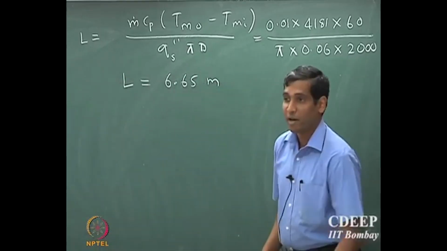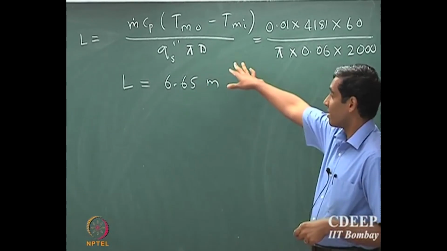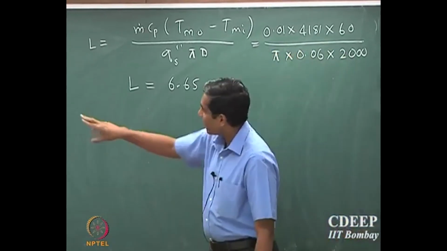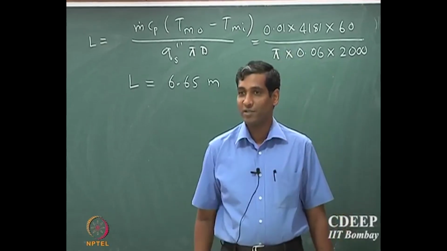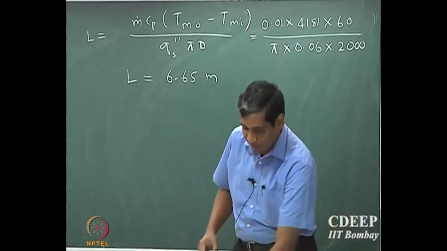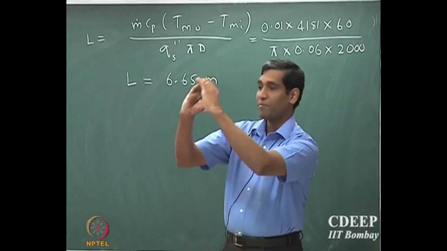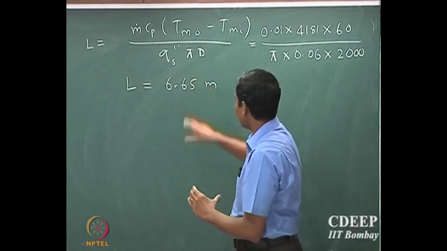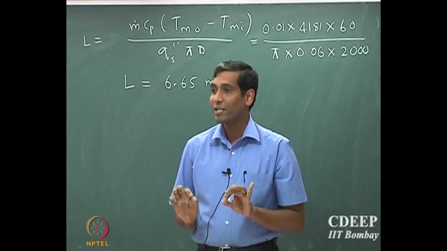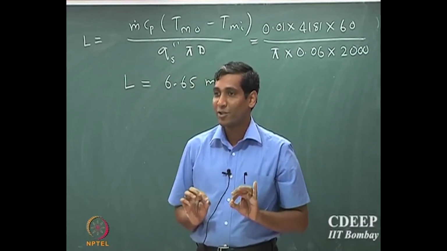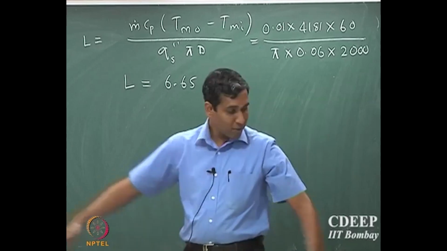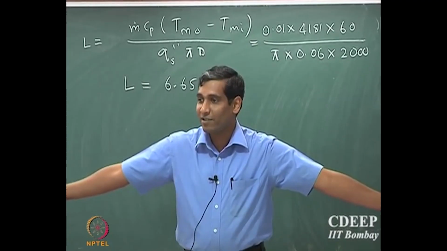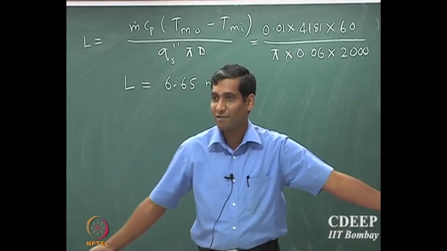So, I want you to stare at the numbers. By the way, this is a realistic set of numbers. Look at that, the diameter of the tube is 60 millimeters. 60 millimeters is how much? It is this much, right. 6 centimeters is the diameter, and then the length of the tube is 6.65 meters. That is almost the length of this dais, 6 meters. So, that is pretty high.